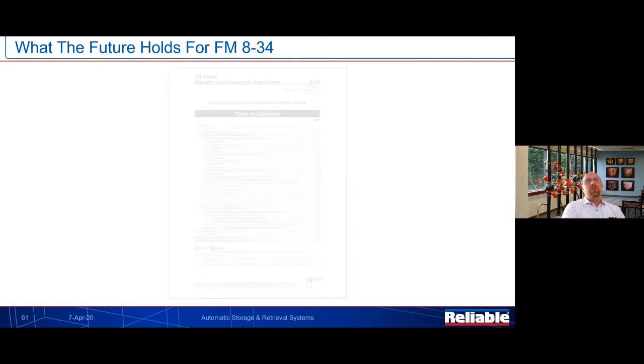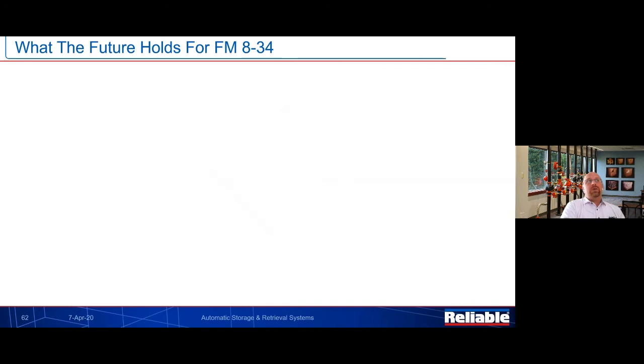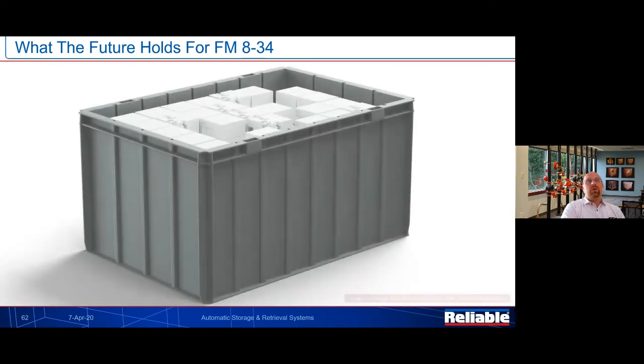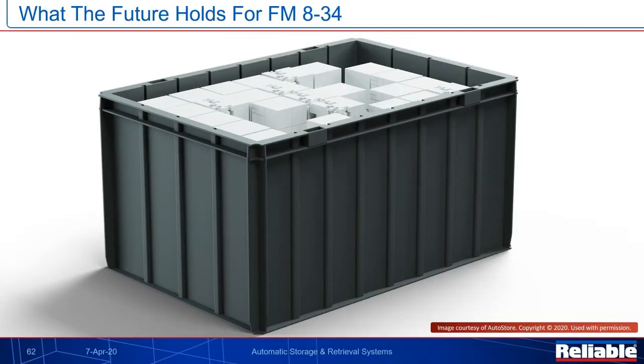What does the future hold for 8-34? Well, our next revision that's coming out, the word is potentially October, we're going to see an interim revision, and we're going to possibly see 2.2, the rack structure ASRS storage arrangement, removed. And possibly the biggest change has to do with what you're looking at right here. This is a solid walled bin that's part of the top-loading ASRS storage system that we just discussed in depth.